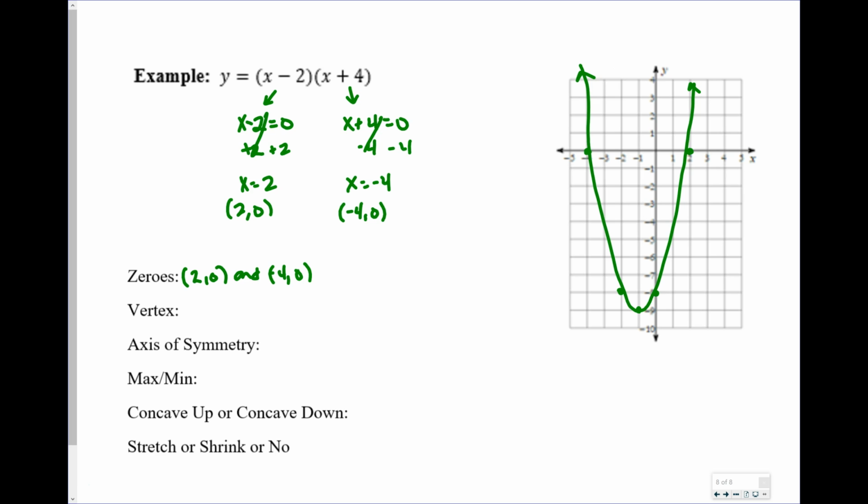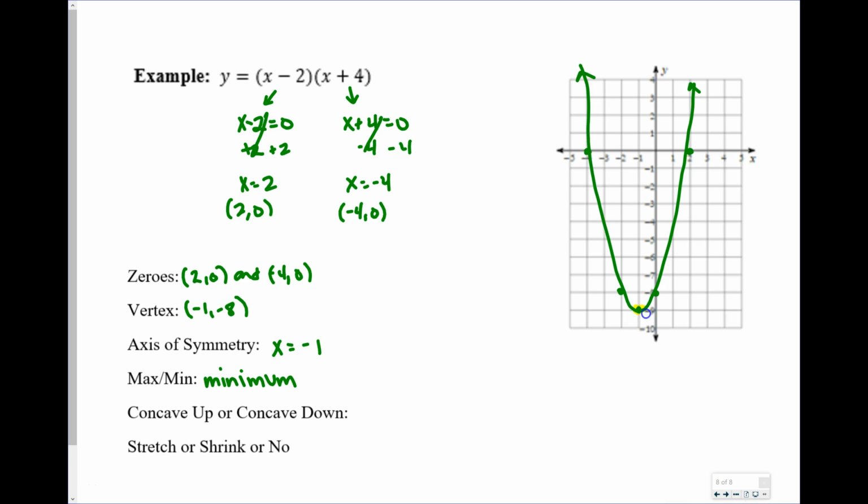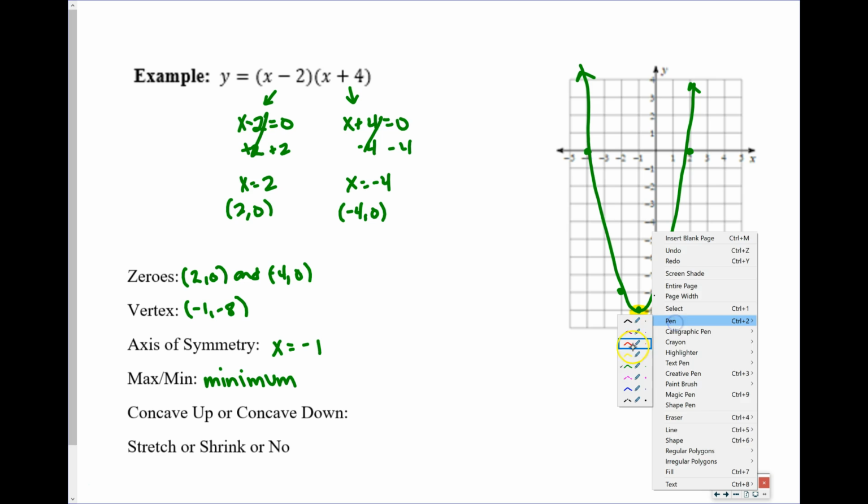Okay. My vertex, -1, -9. Axis of symmetry is that invisible line going through the vertex. So that's at x equals -1. Remember, axis of symmetry formula is always an equation, x equals. Is that vertex a maximum or minimum? That is a minimum. Because this point right here, this is the point we're looking at. That point right there, that is the lowest point of the curve. So it's a minimum. It's concave up.